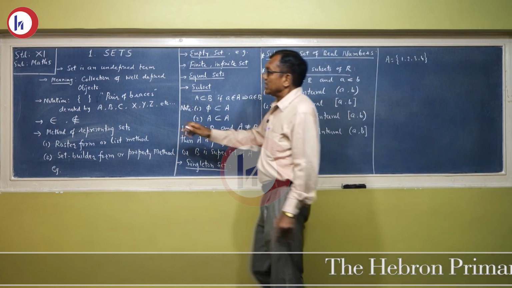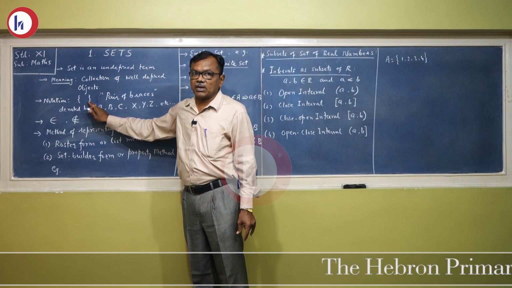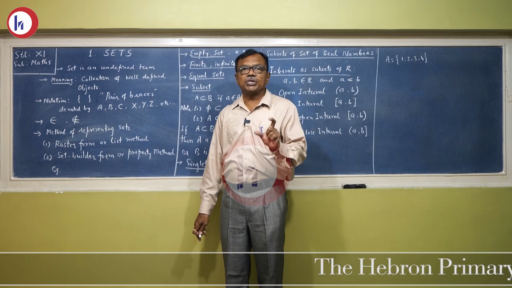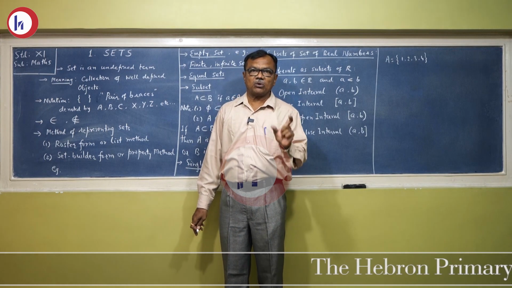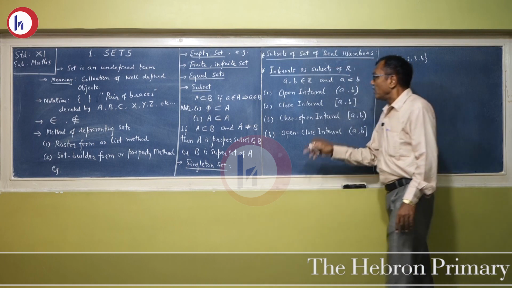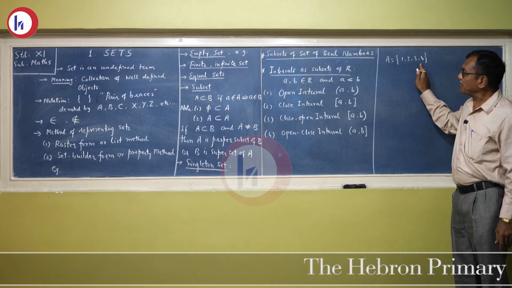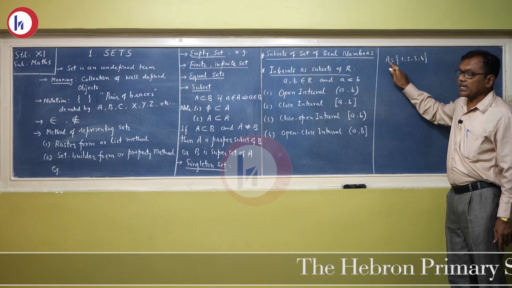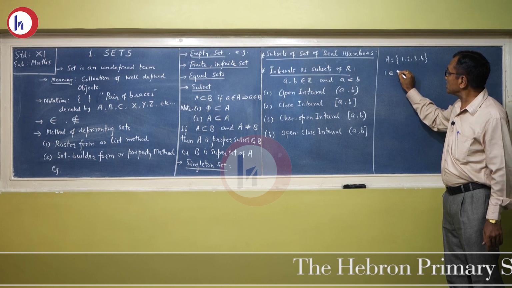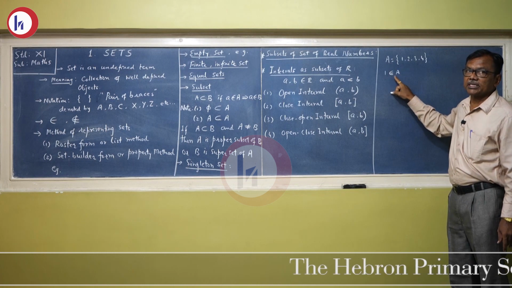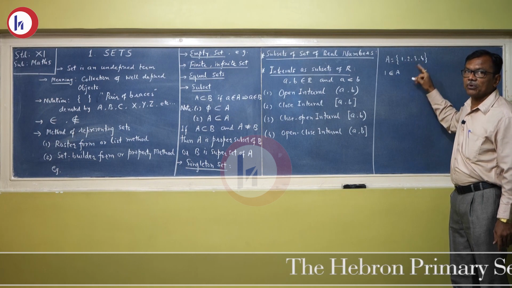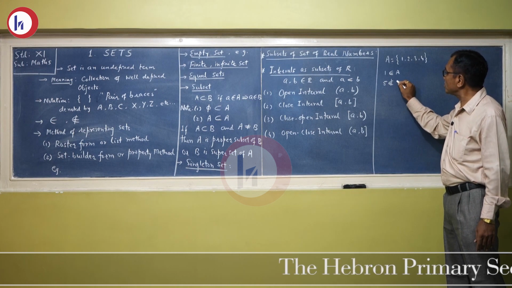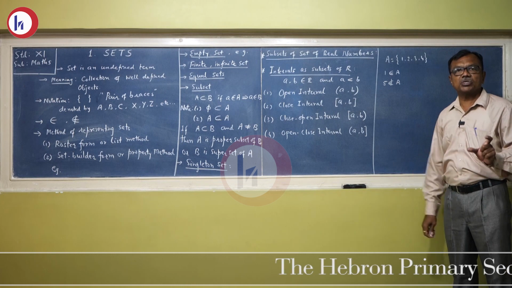It is compulsory to write a set in a pair of braces, denoted by capital letters A, B, C, D. Small letters are used to write the elements of the set. Here, for the set A equals 1, 2, 3, 4, 1 is an element of the set A. When an element is in the set A, we say 1 belongs to the set A. Here 5 is not an element of this set. Therefore, we say that 5 does not belong to the set A.